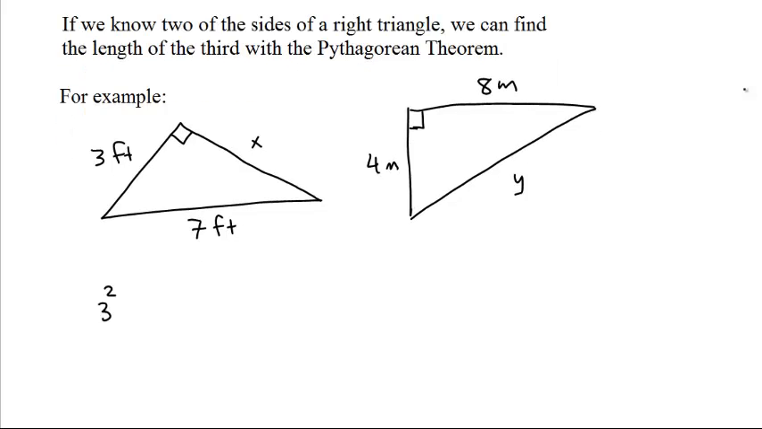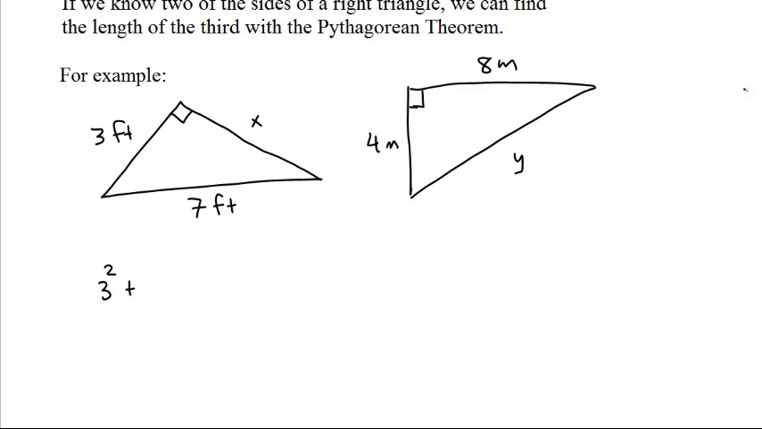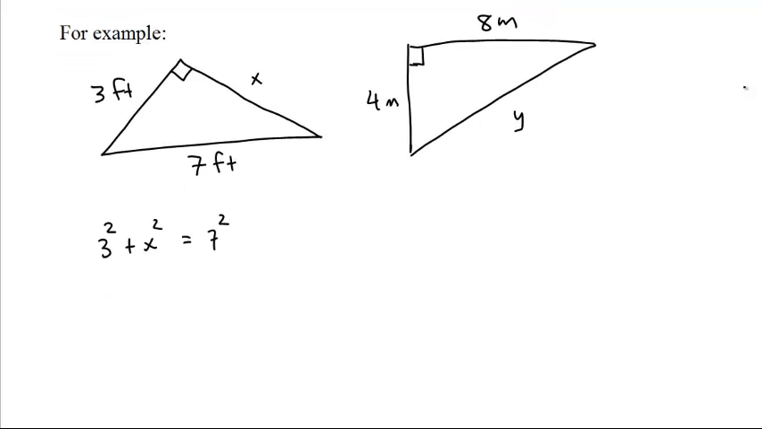In the first case, we say 3 squared plus x squared equals 7 squared. That is the two shorter sides. You just have to make sure that the longest side, the side that is opposite the right angle, is all by itself on one side of the equation. So 3 squared is 9 and 7 squared is 49. Subtract 9 from both sides. x squared equals 40. What number squares to be 40? It's called the square root of 40. You plug it into a calculator, you'll get it.